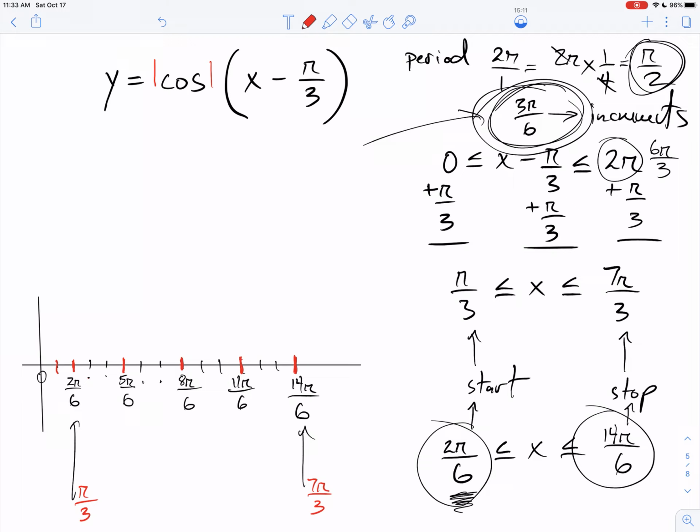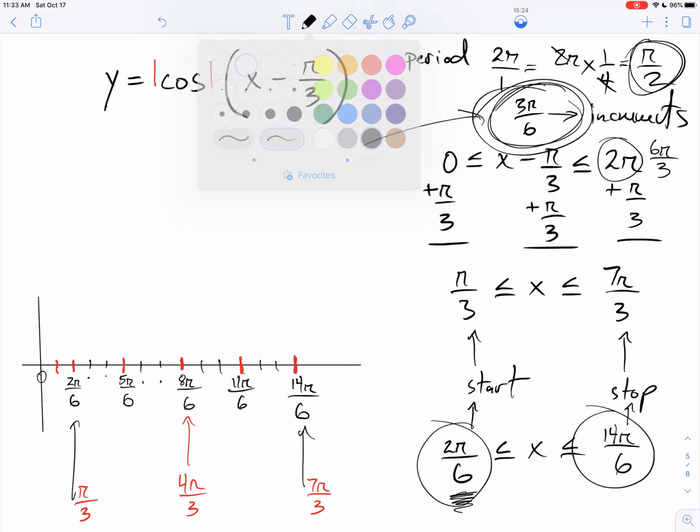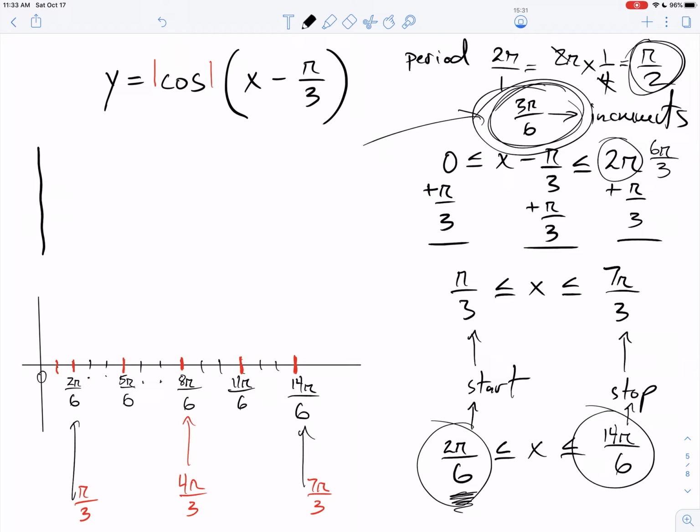So let's see, do I have to reduce anything else in between? Sure I do. This one would reduce to 4 pi thirds. So we're supposed to go back and reduce things. But you know what? I'm going to leave that one as my guide. I'm going to let that thing guide me, and then I'm just going to draw a clean one up here. Watch. I'm going to say, okay, there's 0. This reaches a height of 1. It reaches a low of -1.